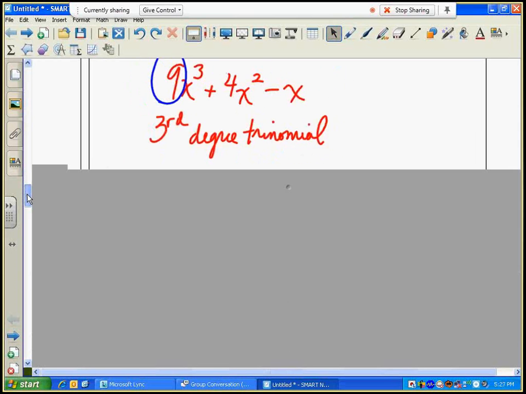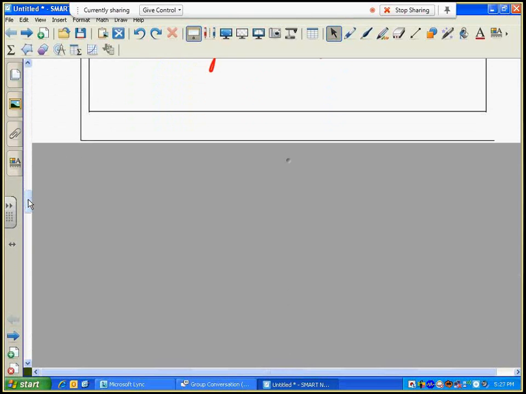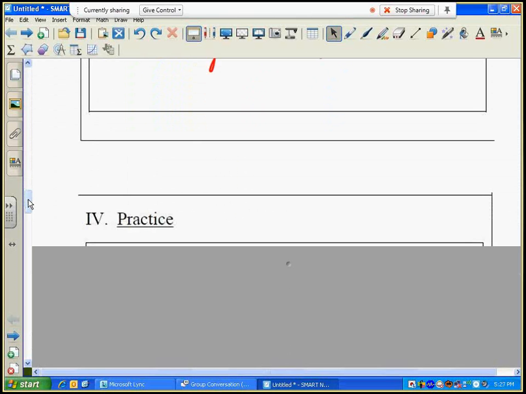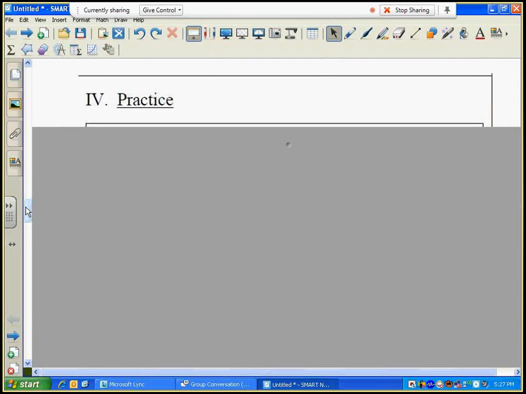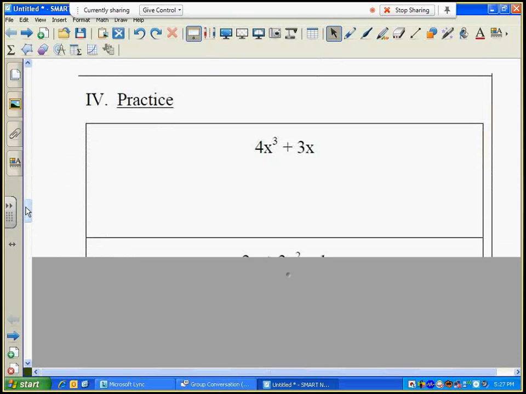So, bottom right-hand corner. On all these practice problems, I want you to concentrate on a couple of things. One, make sure that it's written in standard form. If it's not, then make sure that you do that. Next, you want to completely classify it by looking at its number of terms and its degree. Okay, so let's take the first example here. We're going to do 4 of these total. The first one is 4x to the third plus 3x. Okay, give it a shot.